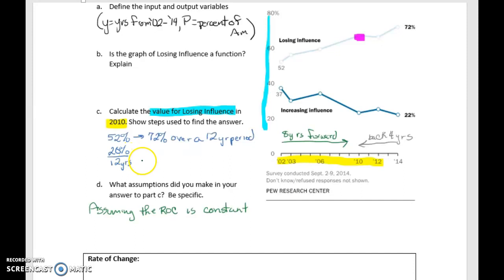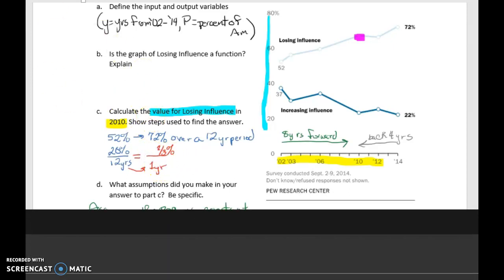There are several different ways we can go about doing this, but probably the general way is to try and find a 1-year increment. If this happens in 12 years and I want a 1-year increment, in 12 years it's 20%, so in 1 year it's going to be 1.66%, or 1 2/3% increase each year.